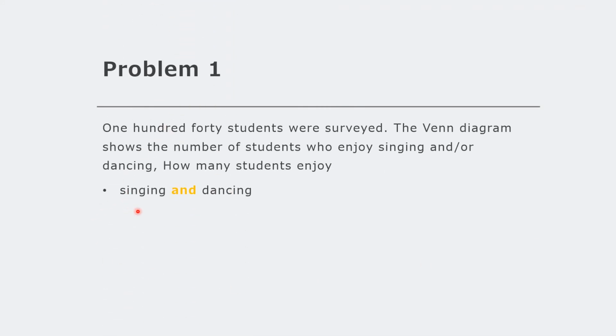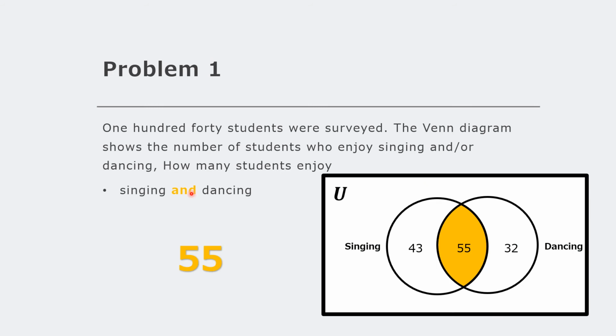Another is singing and dancing. Now, when we talk about singing and dancing, we talk about the intersection, when we have the conjunction and. So we just would like to get those that like both singing and dancing. So the answer is 55.